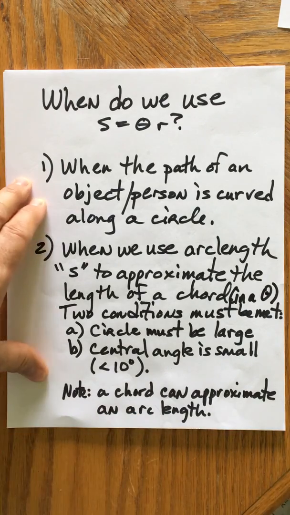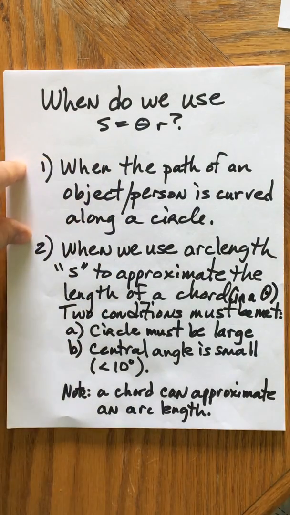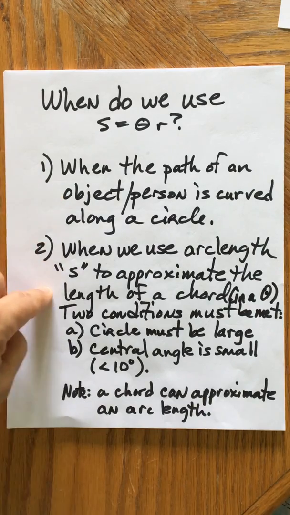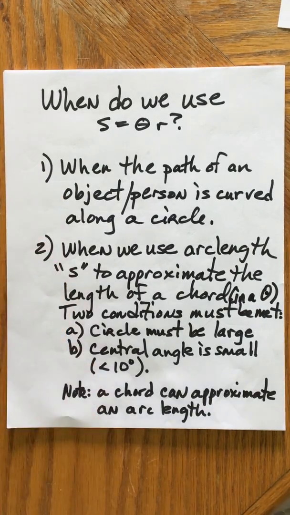So we're going to look at videos. I'm going to have a video on these kinds of problems where it's the path of an object that is curved along a circle, and then I'm going to have some word problems where you use arc length to approximate the chord. Okay, but let me just show you what that might look like. Let's take a look here.